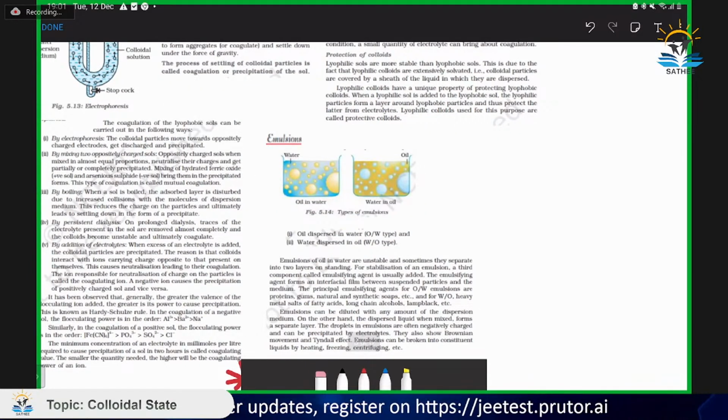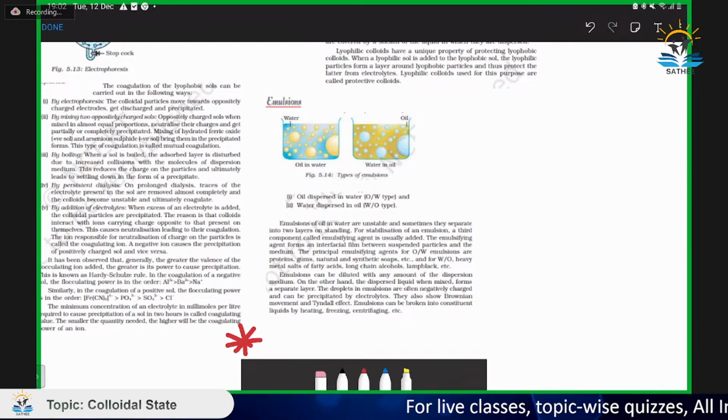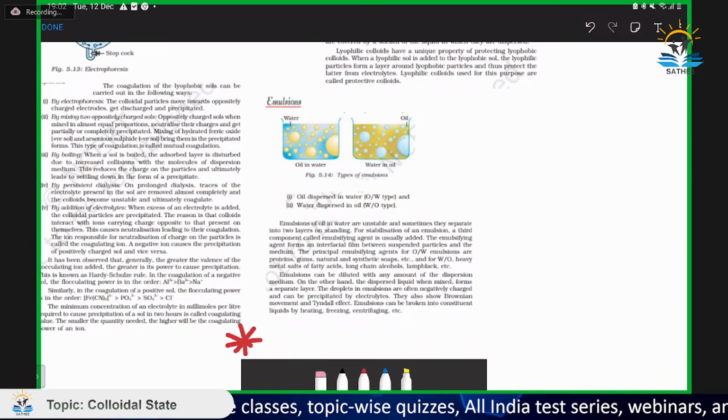Emulsions, two types: oil in water, water in oil. Dispersion medium water, disperse phase oil, then it's oil in water. It's straight. Emulsions of oil and water are unstable and sometimes they separate into two layers on standing. For stabilization of an emulsion, a third component called an emulsifying agent is added. The emulsifying agent forms an interfacial film between the suspended particles and the medium. Essentially, like adding a lyophilic sol to a lyophobic sol.